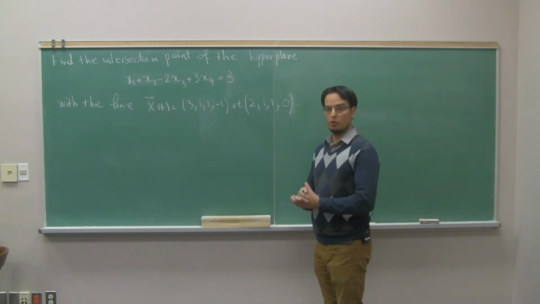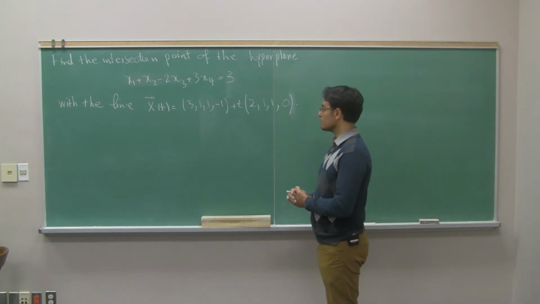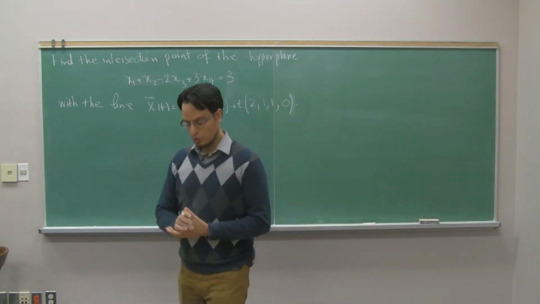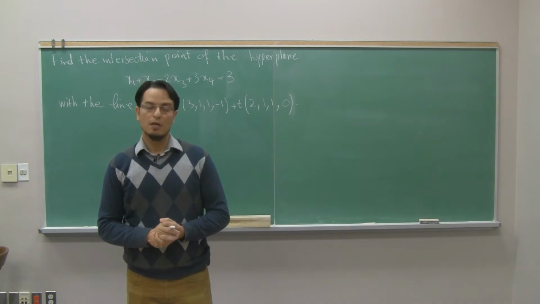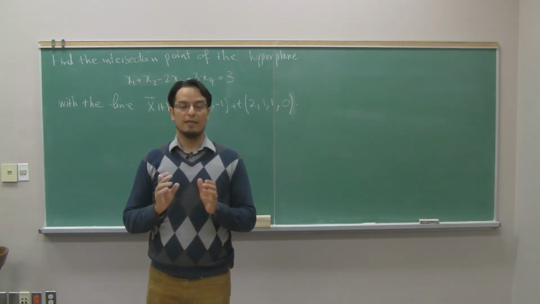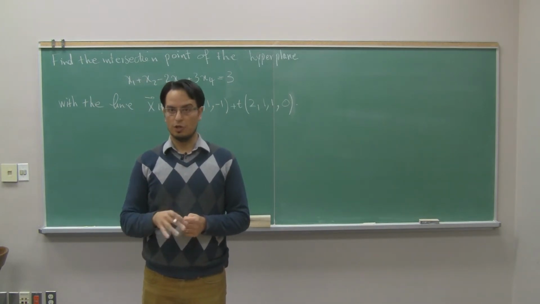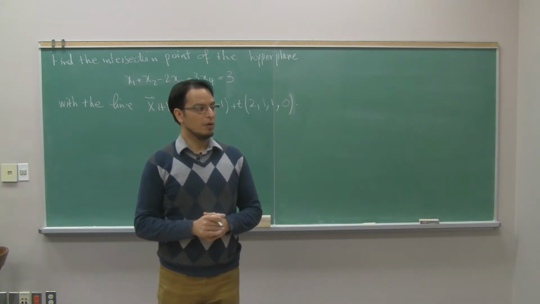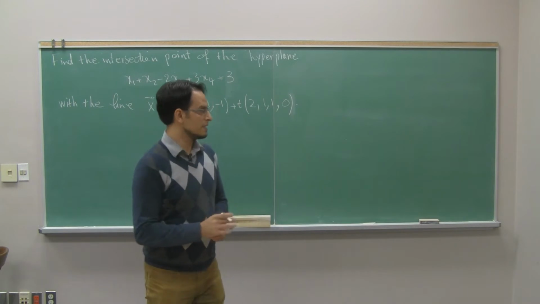Question says find the intersection point of the hyperplane given by this linear equation with the line given by this parallel point equation. So what you need to know to be able to solve questions like this, note that this can happen in any dimension, in R2, R3, Rn. And what we need to do is these steps.